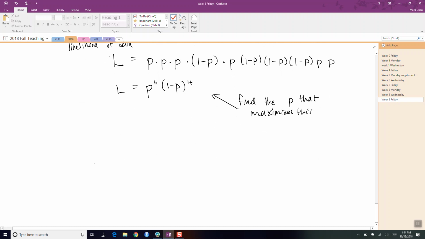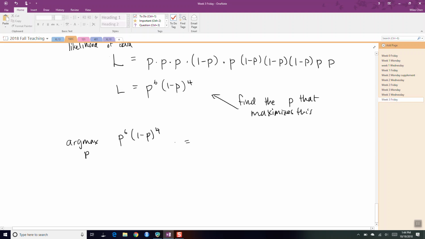Okay, so we want argmax over p of p to the 6th times 1 minus p to the 4th, okay? And this is hard to work with. So what's the trick that we often do? We take the log, right? Because we've got powers to the 6th and powers to the 4th, and I don't know how to do derivatives and stuff like that. So we take the log, and it turns our powers into multiplication and addition, okay?